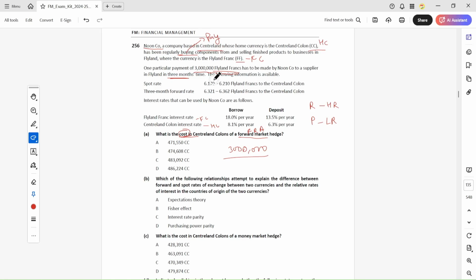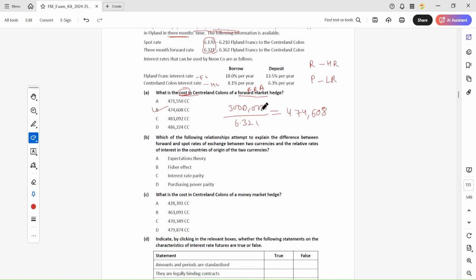This one is the lower rate, and this is the one we will use: 6.321. The result is 474,608 CC.